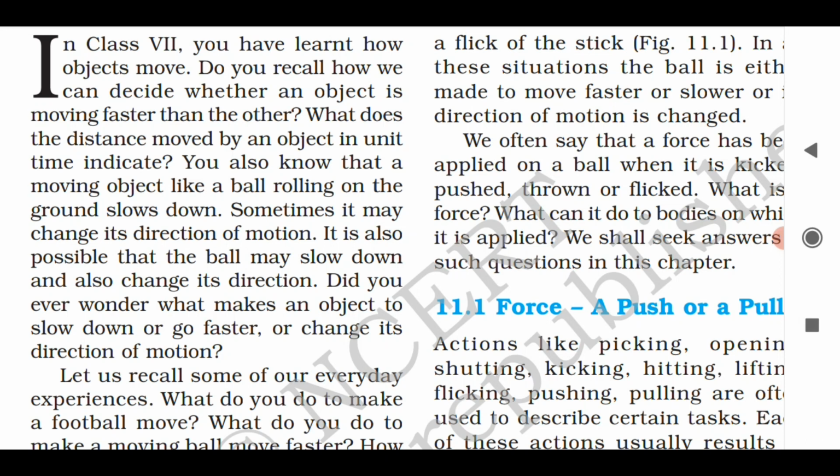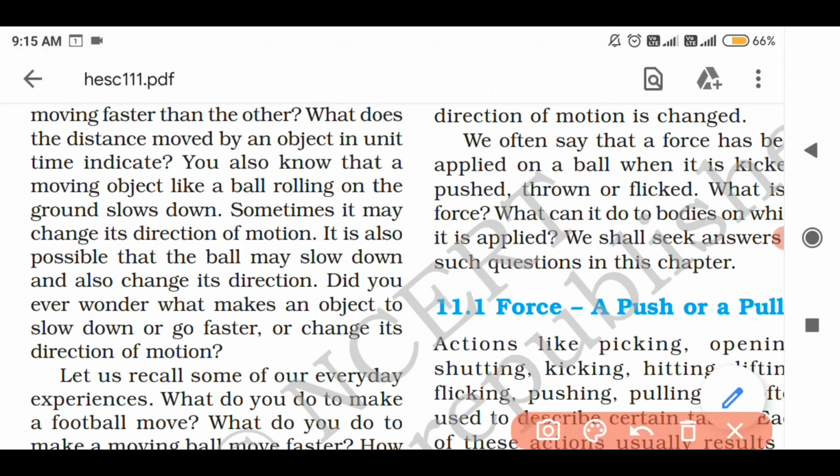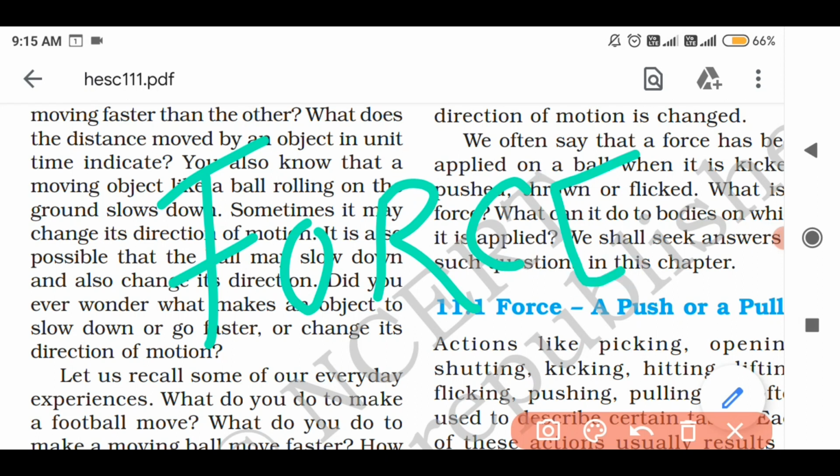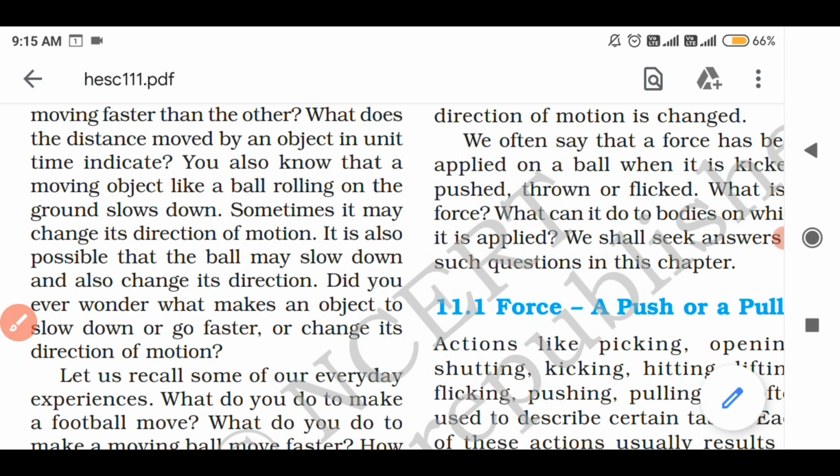Did you ever wonder what makes an object slow down, go faster, or change its direction of motion? Initially when we hit the ball or kick the ball, we are applying what? Force. This is the force only which makes an object go slow or go fast, and it is the force only that makes the object change its direction of motion.